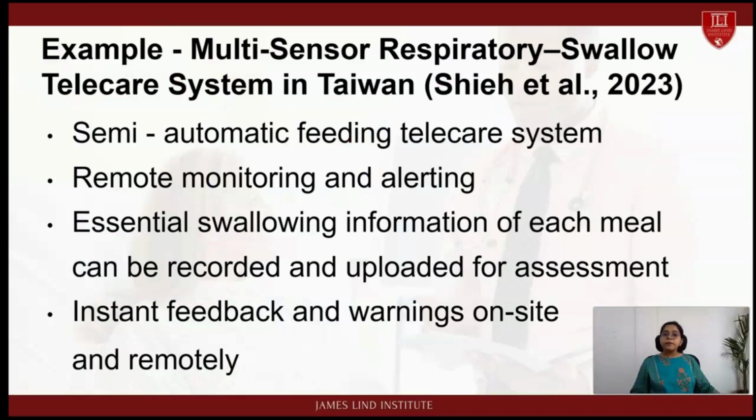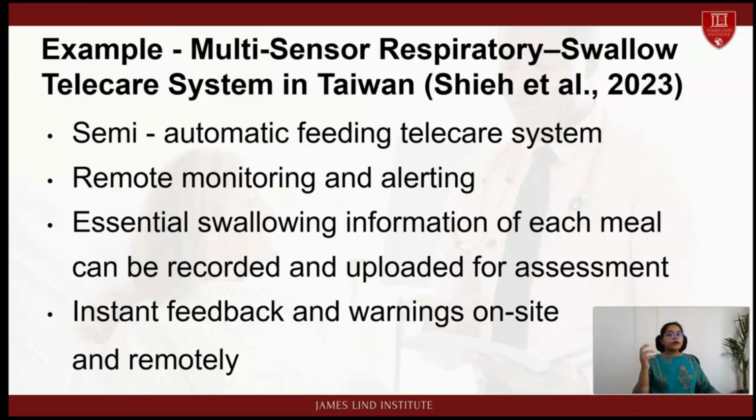Here is another example of a multi-sensor respiratory swallow telecare system that has been developed in Taiwan. Now this has been developed as a feeding telecare system. So basically it is like a semi-automatic feeding telecare system to monitor feeding behavior and alerting.